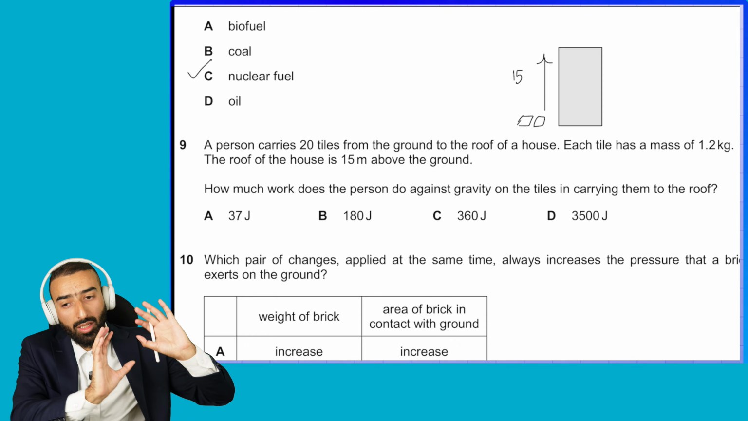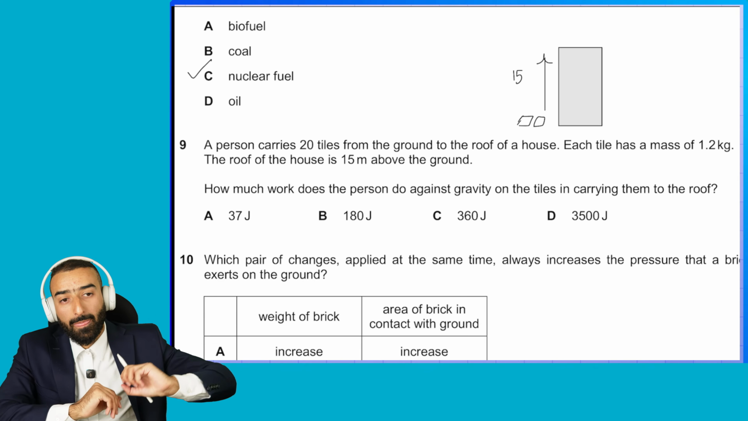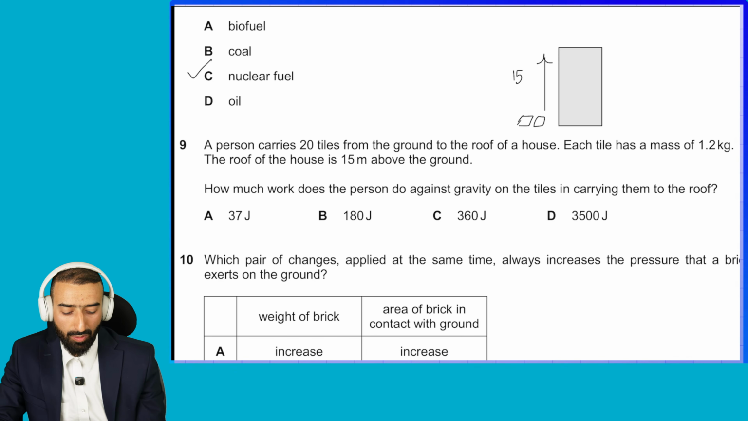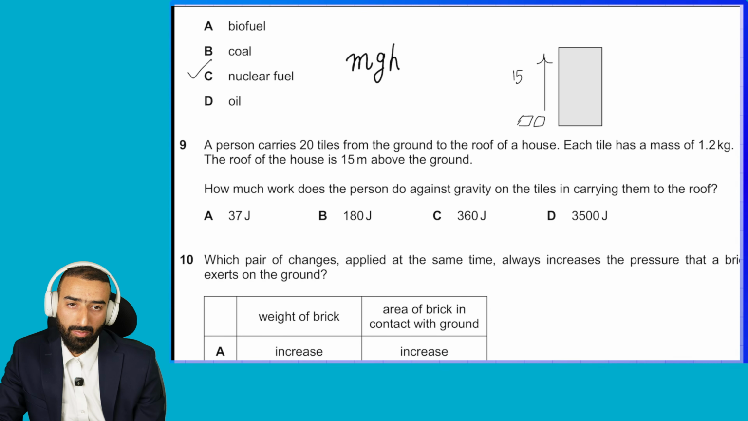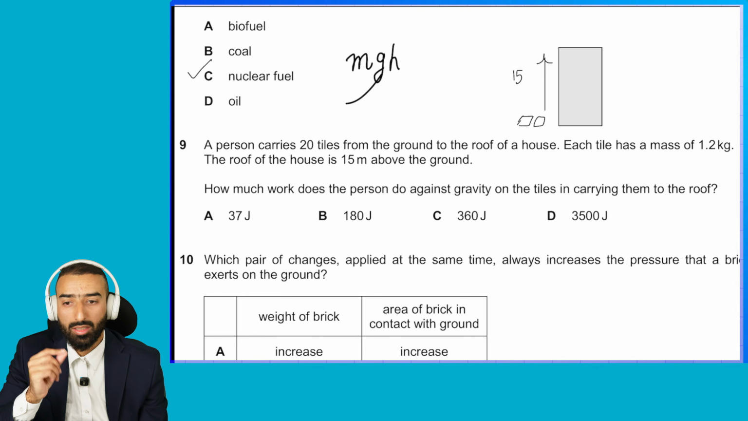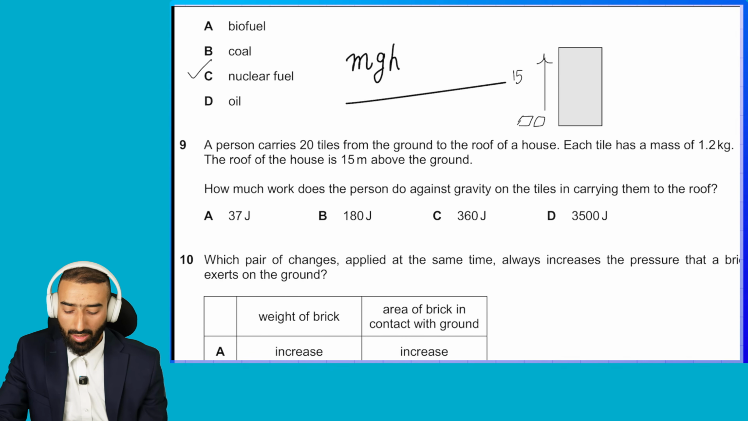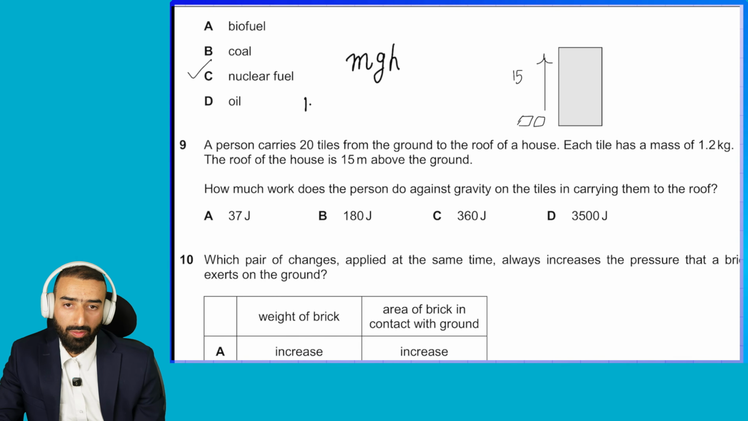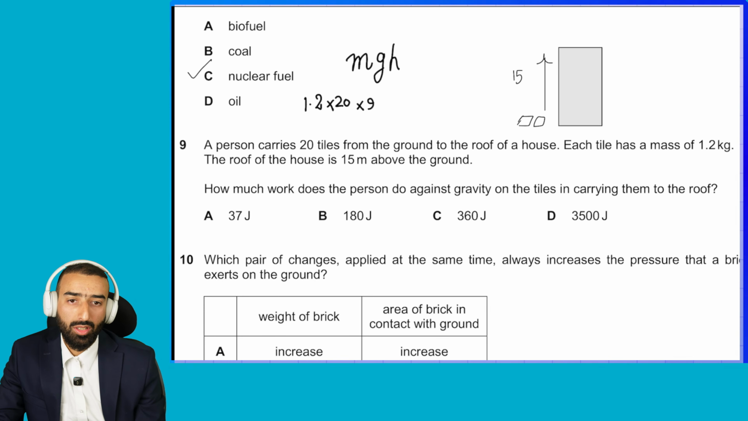Whatever work the person does in carrying the tiles gets stored as gravitational potential energy, for which we do have a formula. What's the formula for that? Well, the formula is mgh, where m is the total mass of the tiles, g is 9.8, h is 15. So let's plug in the values. The total mass would be the mass of each tile times the number of tiles, that's m. g is 9.8 and h is 15.